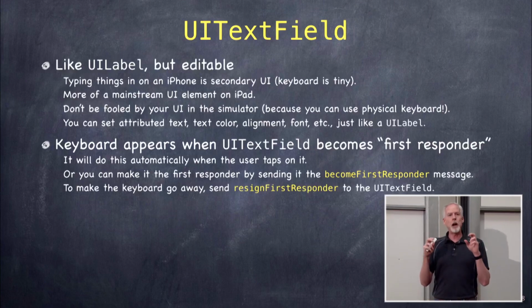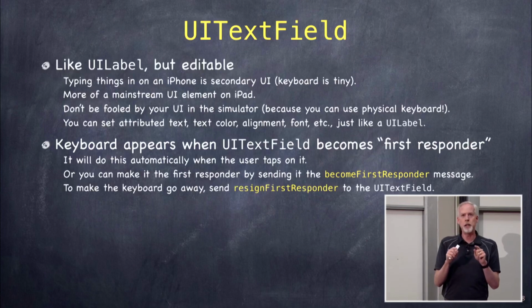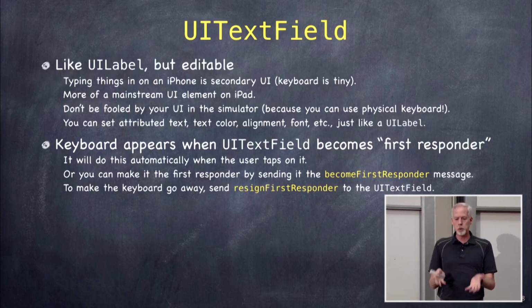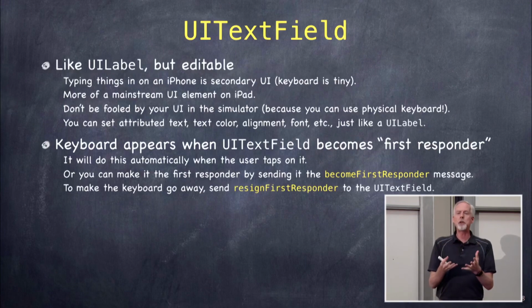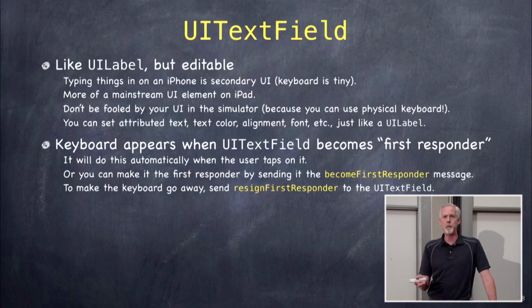All right? So becomeFirstResponder is a method you can send to a text field, and it will cause it to be the first responder, which will cause the keyboard to come up. And similarly, if you send it resignFirstResponder, it will stop being the first responder and the keyboard will go away. So that is how you make the keyboard come and go in iOS, by making things become and resign first responder. Okay? So that's important to understand about the keyboards.